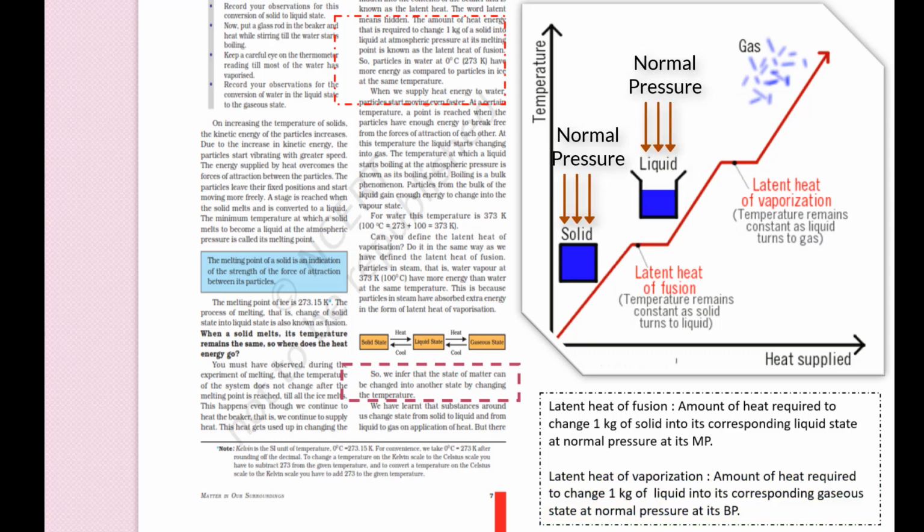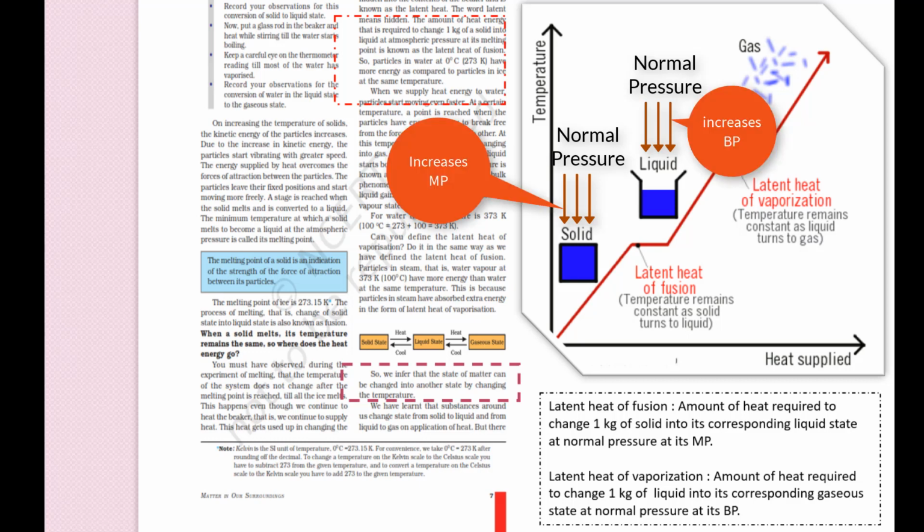Why do we mention normal pressure under both the conditions? Remember, pressure has got a lot to do in increasing the boiling point and the melting point of substances. Therefore, it is necessary for you to mention it while you are writing the definition of latent heat of fusion or the latent heat of vaporization.